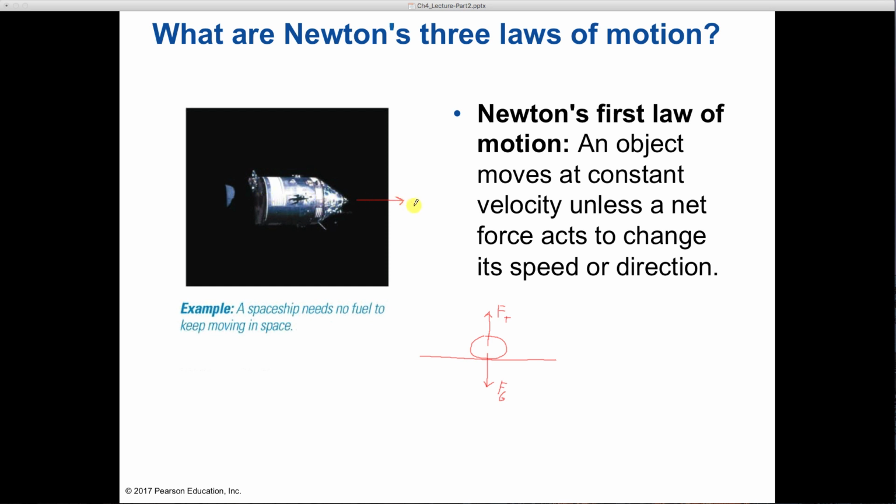So Newton's first law is often called the law of inertia. And it says, just verbally, in terms of words, that an object will remain at rest or will maintain a constant velocity unless acted on by an unbalanced net force, a non-zero net force. So that's Newton's first law.